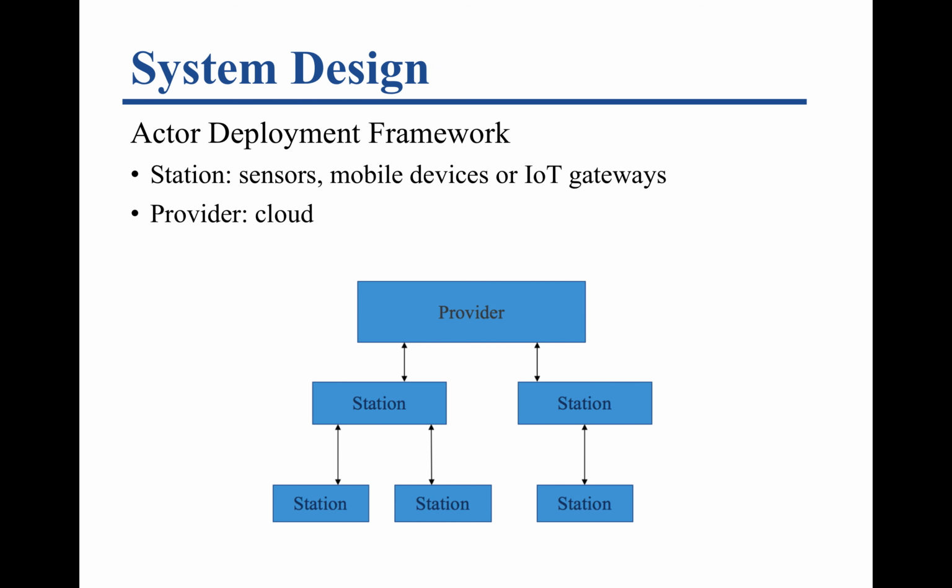So we propose a framework called Actor Deployment Framework. There are 2 types of components in our design, the station and the provider. A station is any device that produces the data, such as sensors and mobile devices, or the middle-layer devices such as IoT gateways. A provider is a powerful device that serves as a backend, such as the cloud.